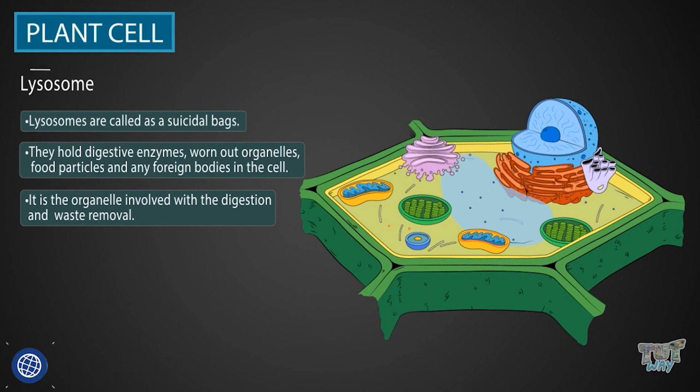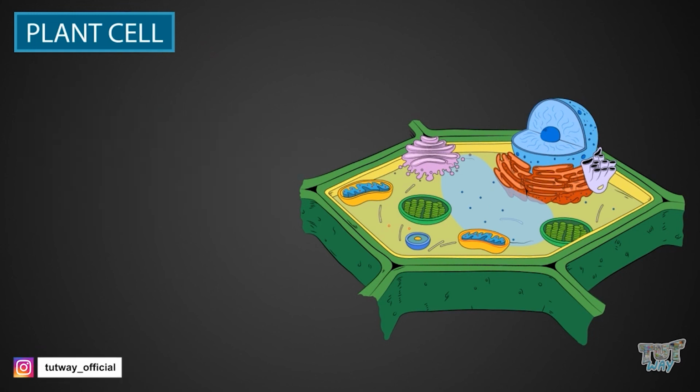So, we have learned the basic and important organelles of a plant cell, but there are many more organelles in the cytoplasm. We will study about them in our higher grades.